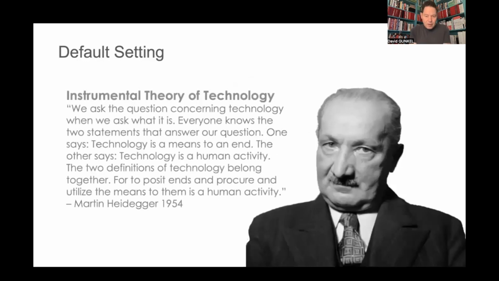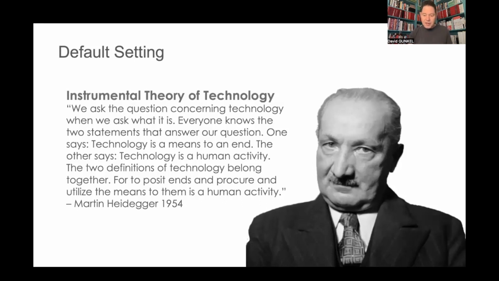And in philosophy, there's a very good explanation of this. It's called the instrumental theory or the instrumental definition of technology. And Martin Heidegger, a German philosopher from the mid-20th century, describes it this way. We ask the question concerning technology when we ask what it is. Everyone knows the two statements that answer our question. One says, technology is a means to an end. The other says, technology is a human activity. The two definitions of technology belong together. For to posit ends and procure and utilize the means to them is a human activity.